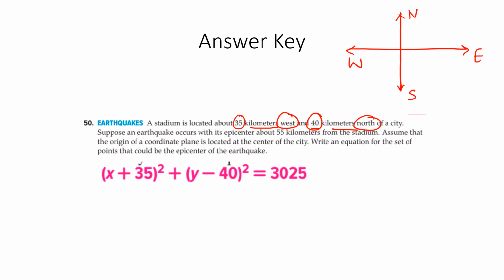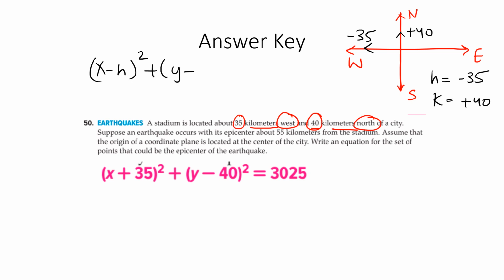So let's mark how many kilometers west? 35. So this is negative side, so minus 35. 40 kilometers north means positive. So how much is your h? h is on the x-axis, minus 35. How much is k? k on the y-axis, plus 40. So can I use the same equation? x minus h whole square plus y minus k whole square equal to r square. What about the radius? So radius is given to be 55. Very easy, no change. So I can just plug in 55 on the right side, make it square, and this will come out to be 3025.